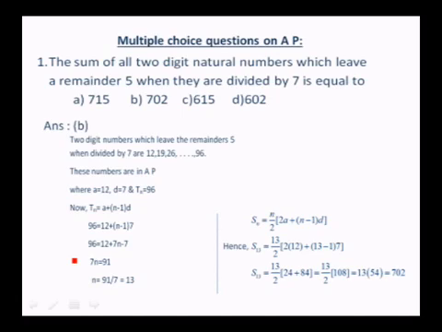So now use the Sn formula. Sn is n by 2, 2a plus n minus 1 into d. You know already the values of n, a and d. Substitute those values. Sn is 13 by 2, 2 into 12 plus 13 minus 1 into 7. So Sn is, on simplification, 702. So the option is B.